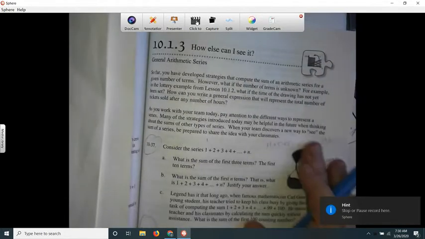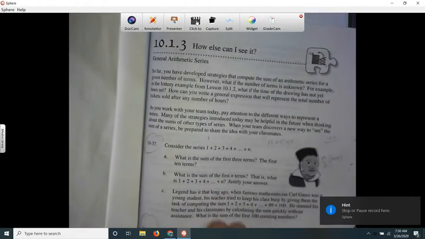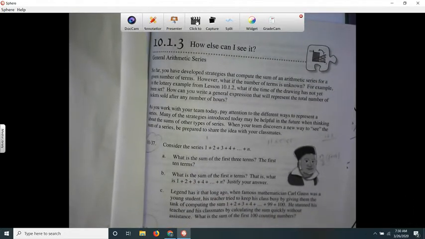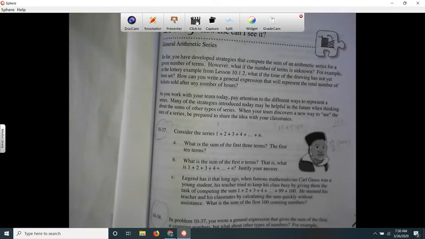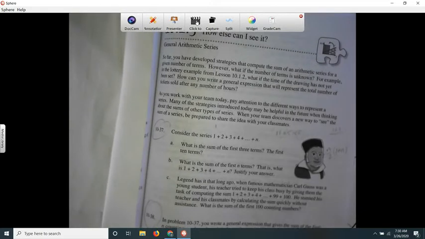This is your integrated 3 little mini lecture on section 10.1.3. Should I read this? I'll go ahead and read it.